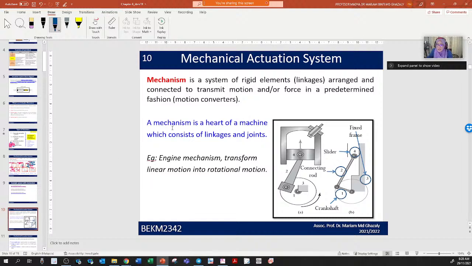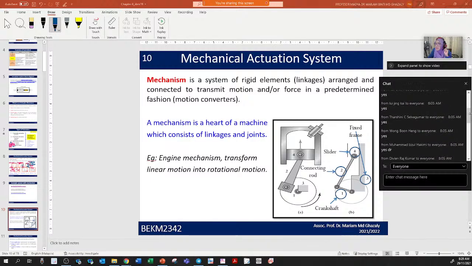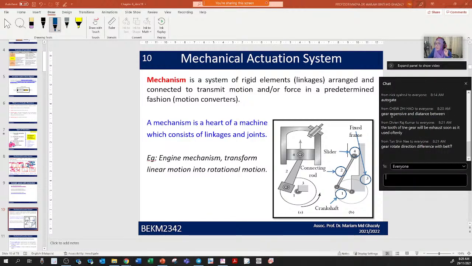A mechanism is basically the heart of a machine, which consists of linkages and joints. It can include additional linkages, joints, gearing systems, belting systems, and other types of mechanisms. For example, a 3D printer. Have you seen a 3D printer, or do you have one at home? If your father is an engineer or a lecturer, I think you have seen one. Anyone have seen how a 3D printer works? Okay. How does it actually move? How does it 3D print accordingly?